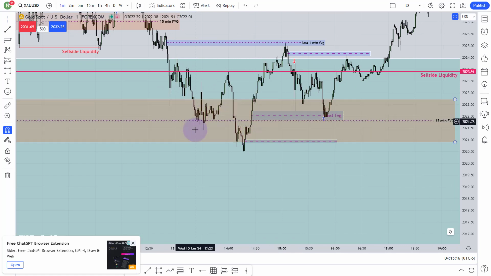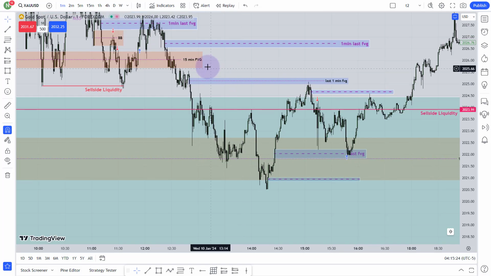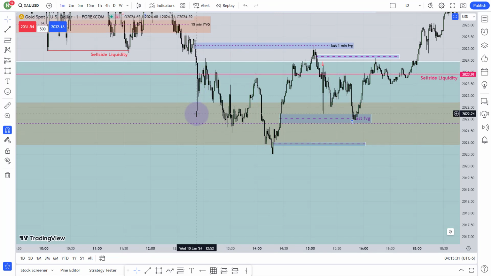Now, when price comes to this 15-minute fair value gap one more time, this is another 15-minute fair value gap. I am just watching the price the way I watched the price at this 15-minute last fair value gap. So I will watch the price the same way over here. When price came here the first time, was there any buy setup?